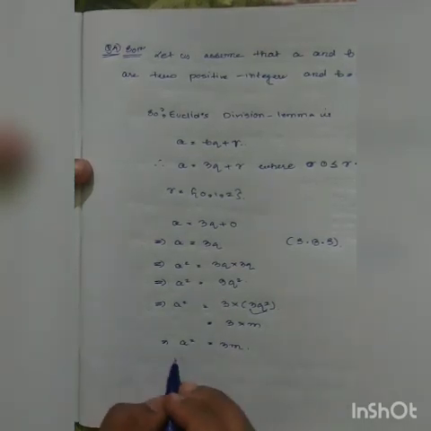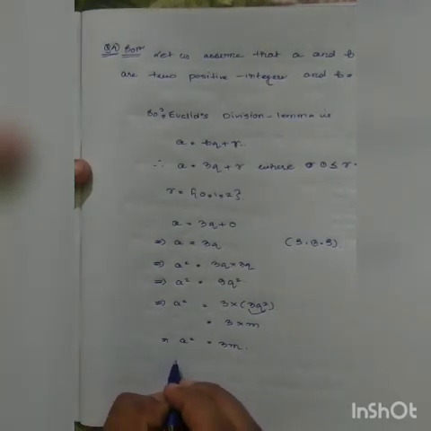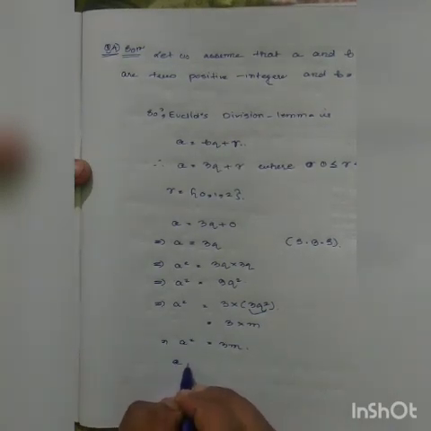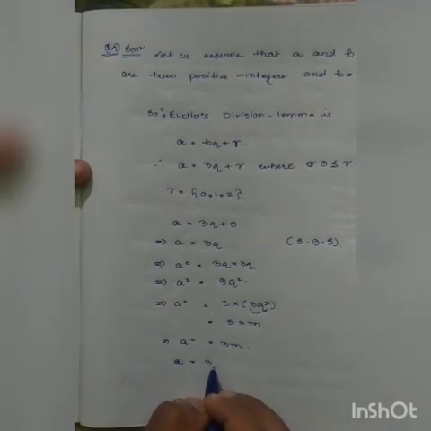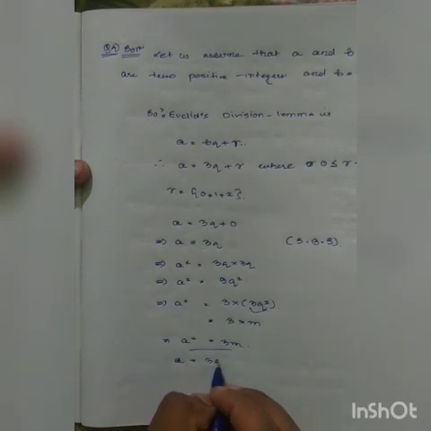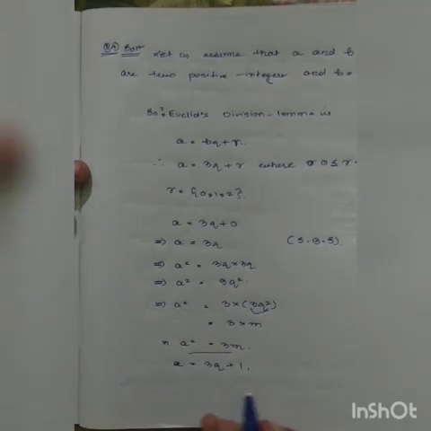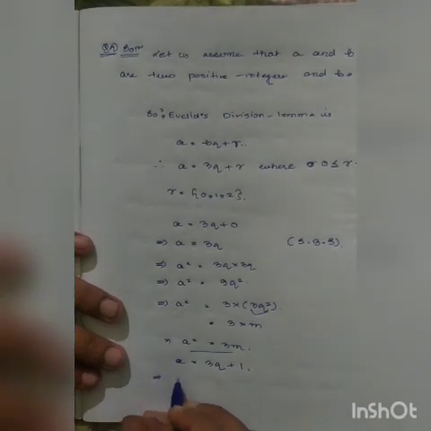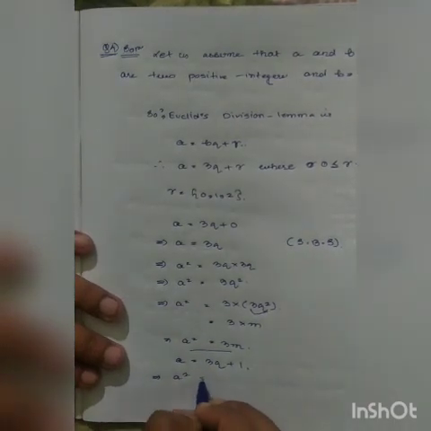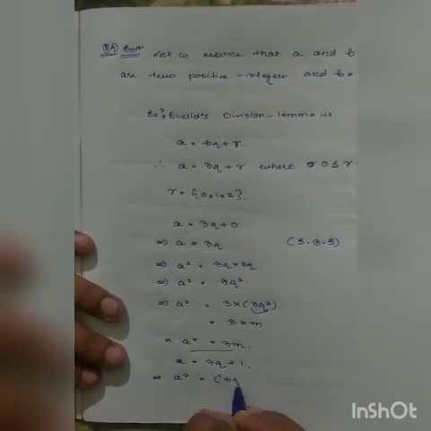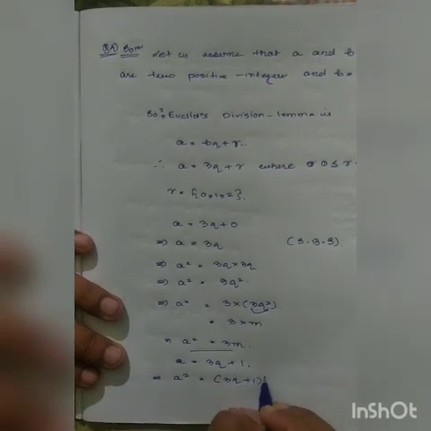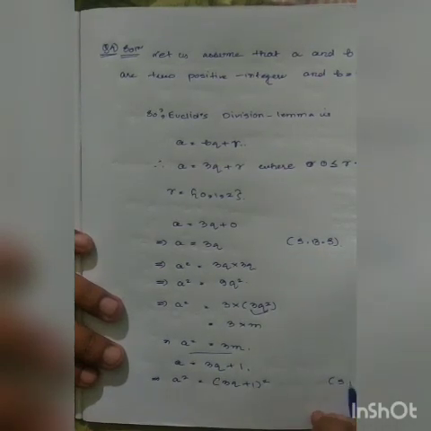So now let's try another example, that is 3q plus 1, where the remainder is 1. So squaring both sides, we get a square is equal to (3q plus 1) square.